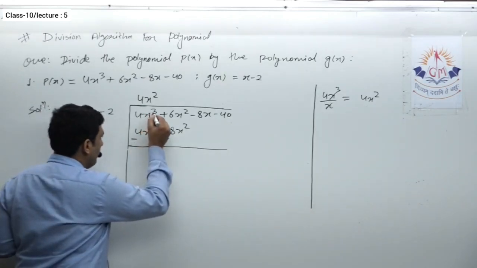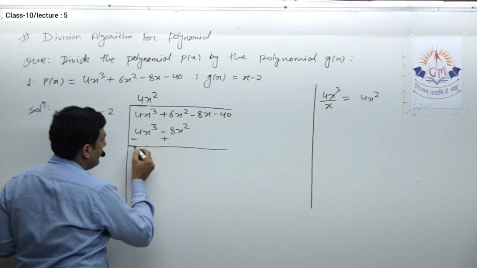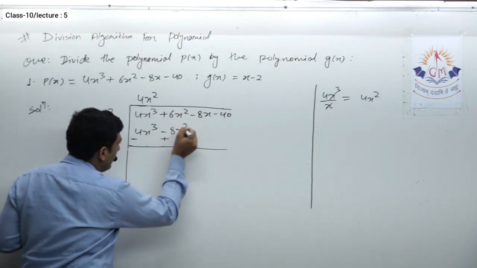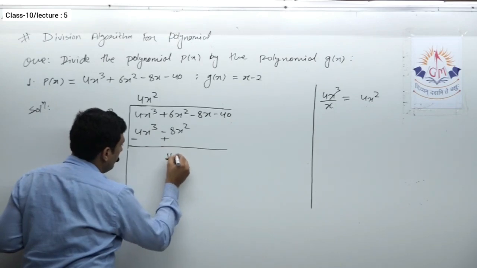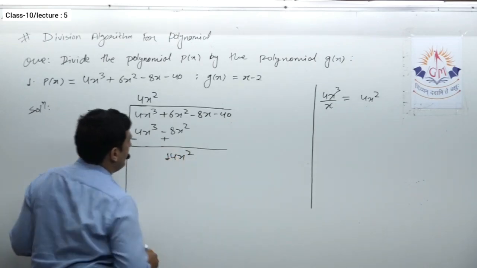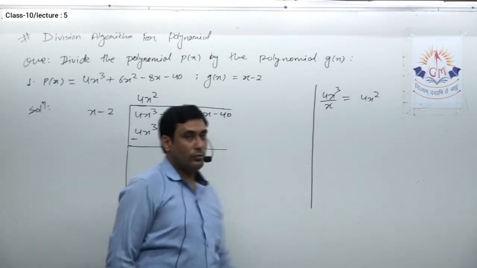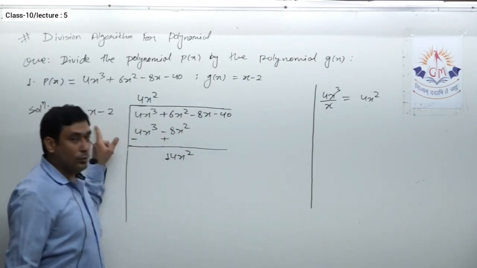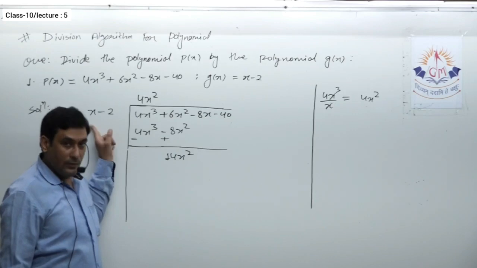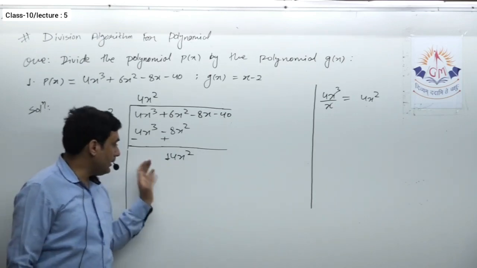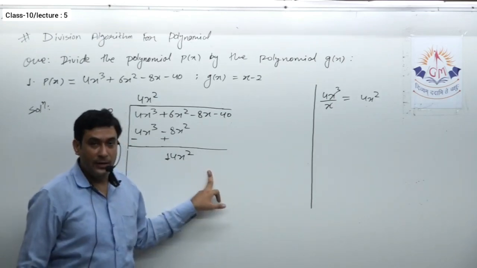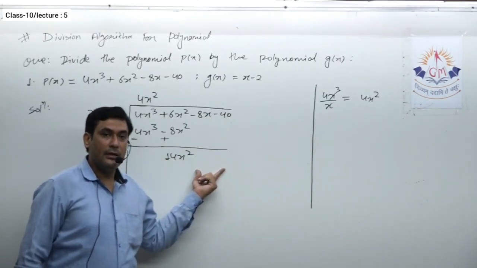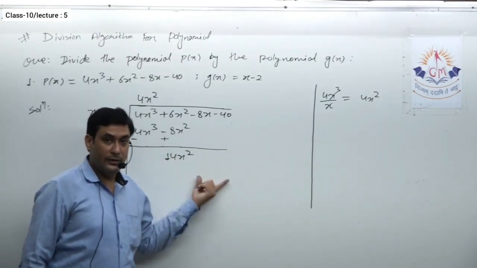Now this is plus 4x cube, this is minus 4x cube, they will cancel out each other. This plus 6x square and this plus 8x square gives you 14x square. Now what next? See here, there are two terms in the divisor polynomial. So now this is going to be the new dividend. After subtraction, whatever expression you get will be considered the new dividend.